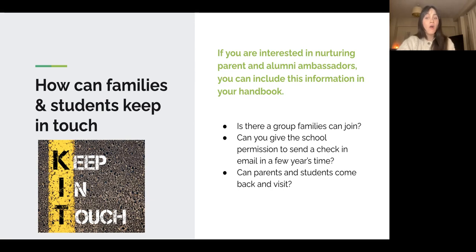Also, maybe you allow parents and students to come back and visit your school and your classrooms. If this is something you allow in your community, you can talk about it. You can say, just because you graduate from our program doesn't mean we don't encourage our students to come back and lead the classrooms in the future or volunteer in our community. So you can outline this in your parent handbook.